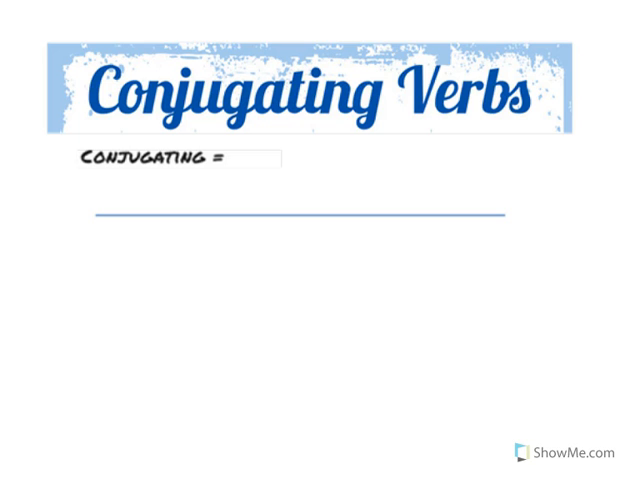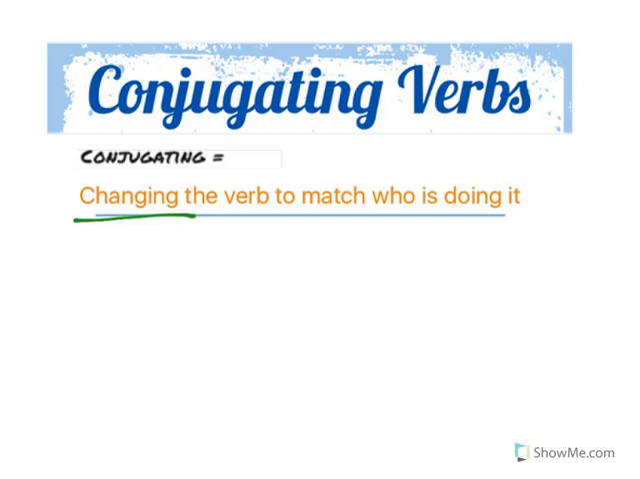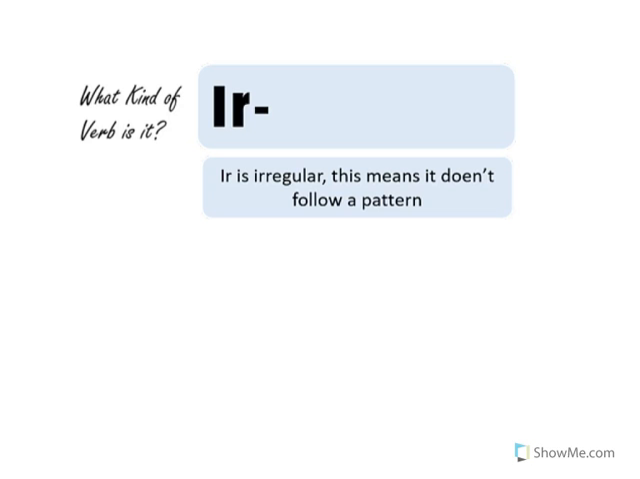Like always, first things first, this paper is about conjugating. So what is conjugating? Conjugating is changing the verb to match who is doing it. We've done this several times, and this is another one of these conjugation papers, but it's a different word. And it's a special word, so it needs its own set of notes.